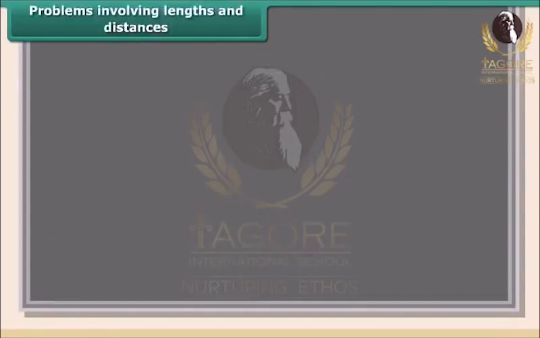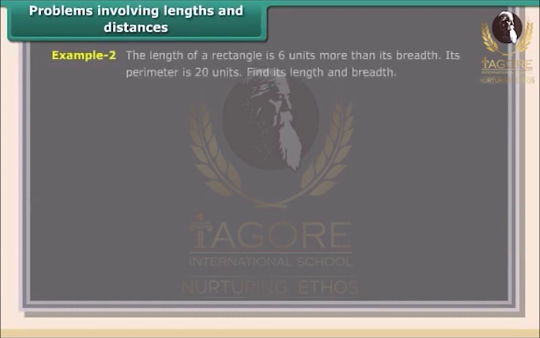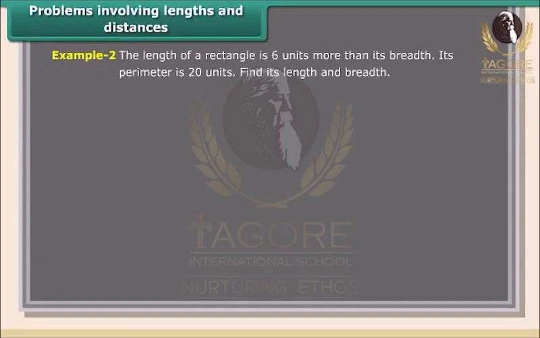Problems involving lengths and distances. Example 2. The length of a rectangle is 6 units more than its breadth. Its perimeter is 20 units. Find its length and breadth.